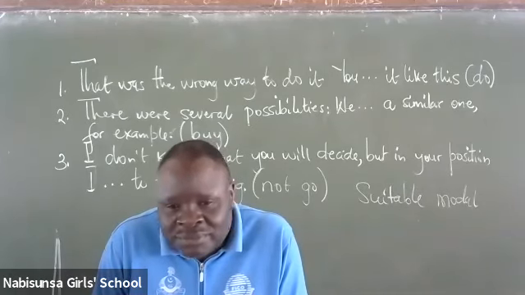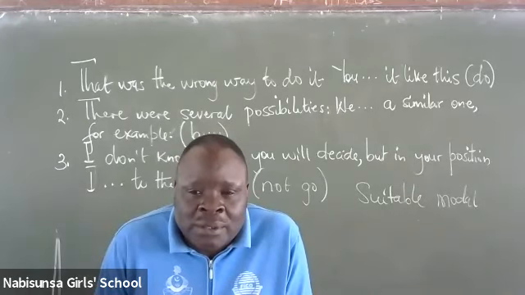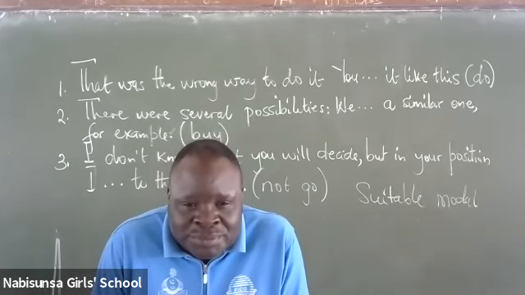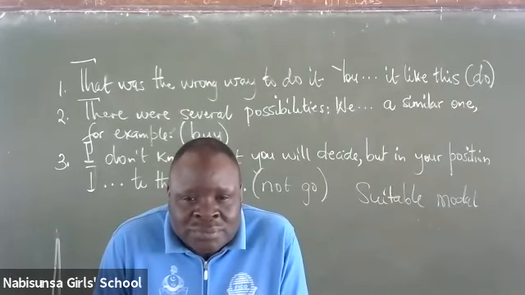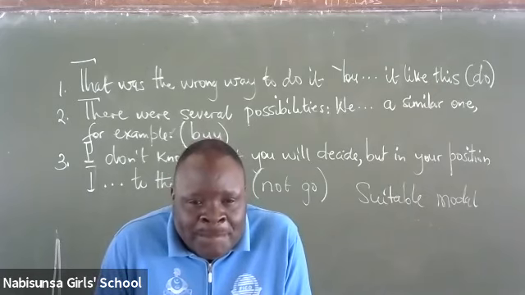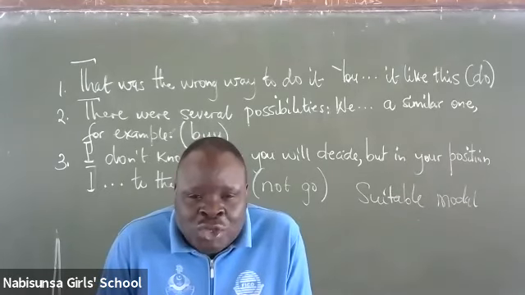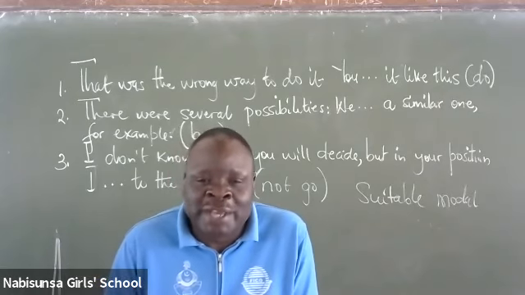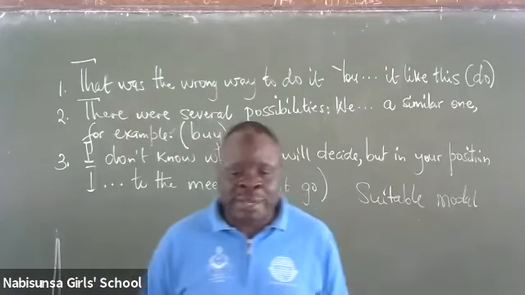Teacher, I just wanted to answer the question. Number one, that was the wrong way to do it. You put a dash like this. It means the person has already done it, so it's in the form of regret. So the answer is you could have done it like this. Sorry, you could, not would. Okay, whatever, you could do it like this. Okay? Yes.